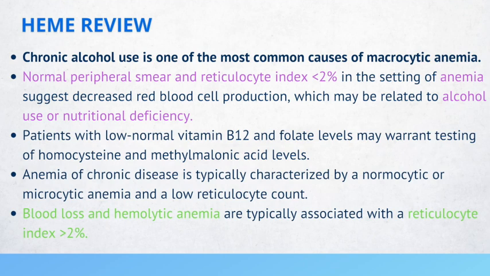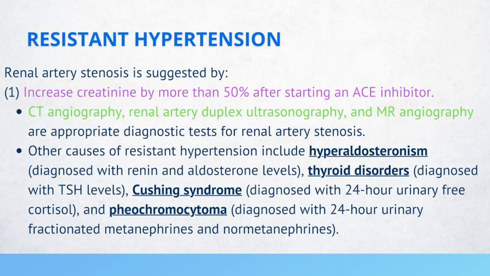So let's say that a patient is being treated with an ACE inhibitor, and then you note an increase in their creatinine by more than 50%. Well, in this case, you want to consider renal artery stenosis, which is a high yield cause of resistant hypertension. So in patients with renal artery stenosis, you need to do a CT angiography, renal artery duplex ultrasound, or even an MR angiography to diagnose this condition.